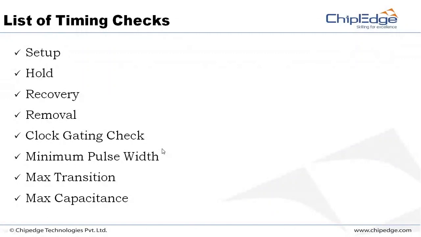What I mean by minimum pulse width is, if you consider a clock, the clock should be like a pulse. For some region, it may not be like a pulse anymore. The pulse width can keep on shrinking, so that also we need to take care of. That should not shrink.